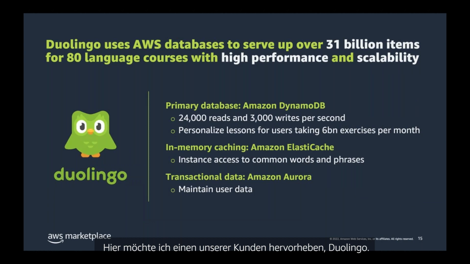Here I want to highlight one of our customers, Duolingo. Duolingo is the maker of a language learning app. Purpose-built databases have helped the organization serve over 31 billion items for 80 language courses. The primary data store is DynamoDB, which stores personalization for their customers, ElastiCache for in-memory access to common words and phrases, and Amazon Aurora to maintain user data.